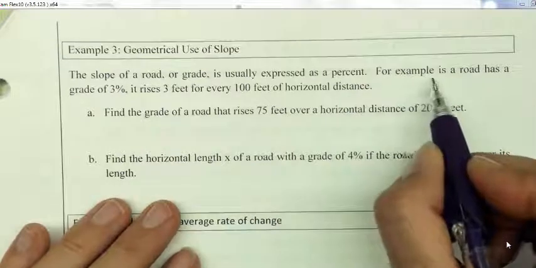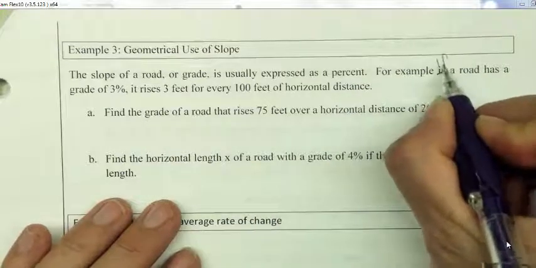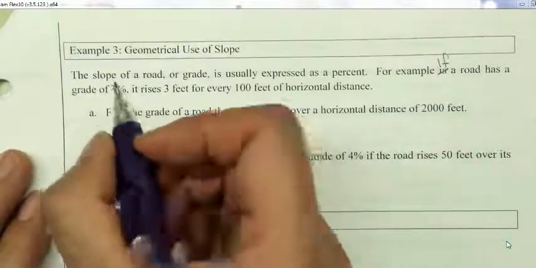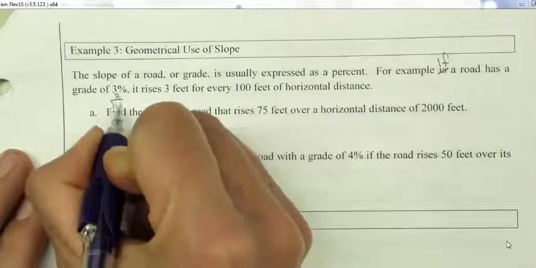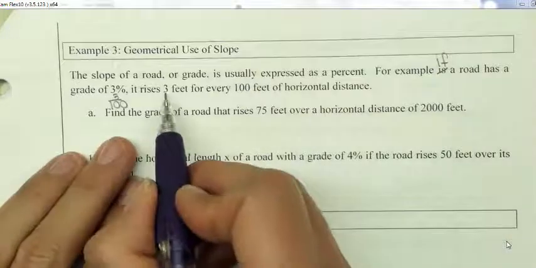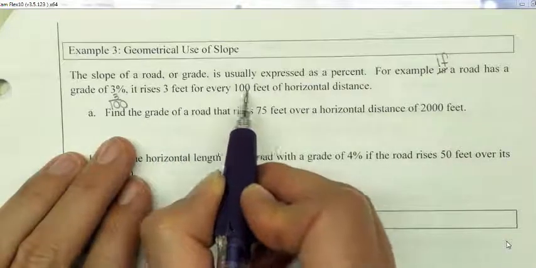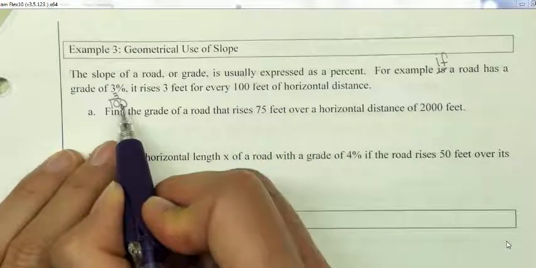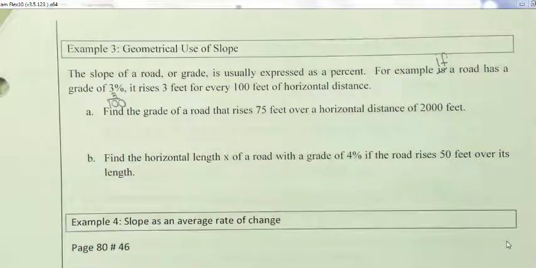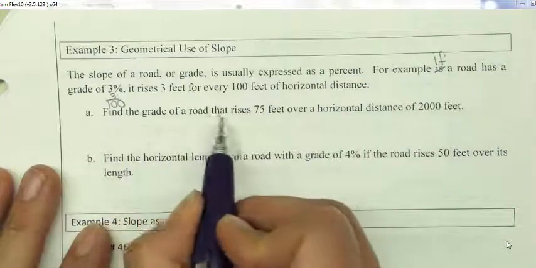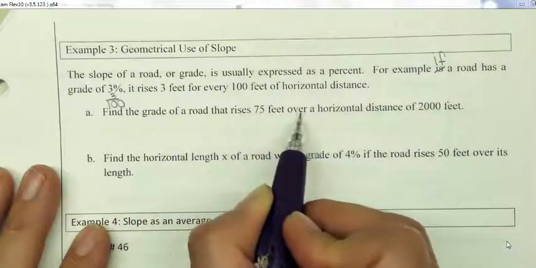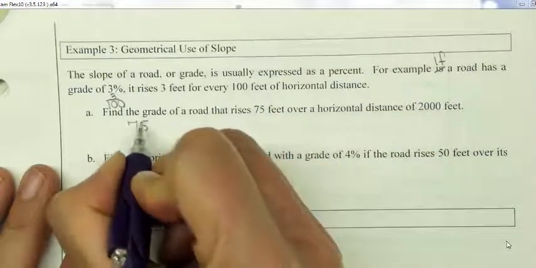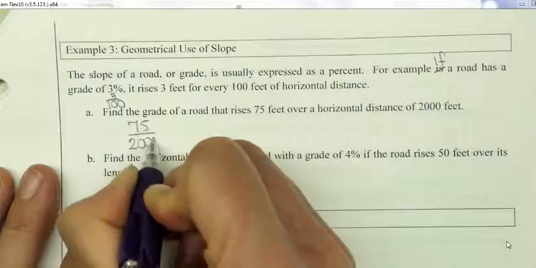For example, if a road has a grade of 3%, 3% can be rewritten as 3 over 100. It rises 3 feet for every 100 feet of horizontal distance. Okay, so we rise 3 for every 100 feet of horizontal, or run. All right, so find the grade of a road that rises 75 feet over a horizontal distance of 2,000 feet. So 75 feet over 2,000 feet.